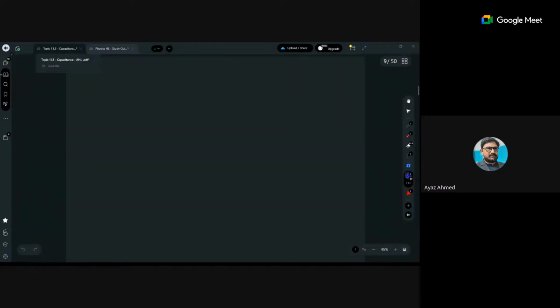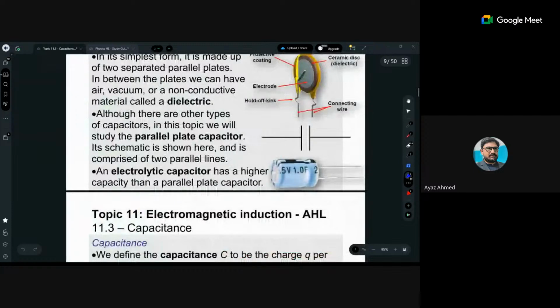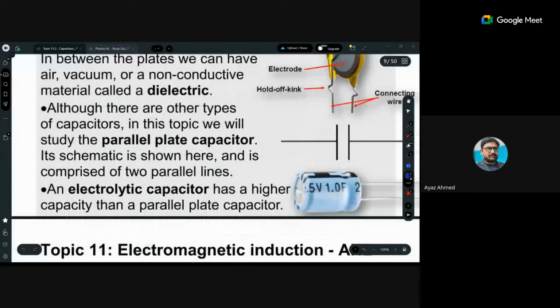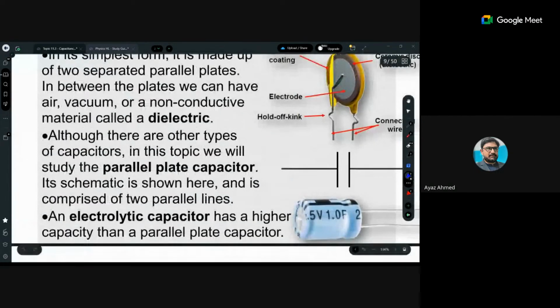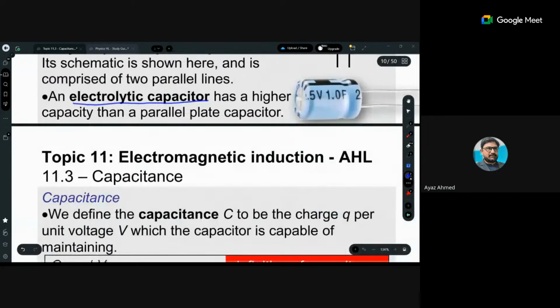So after this, I'm coming to 11.3. A capacitor consists of two parallel plates, and that is called a parallel plate capacitor. On the basis of a dielectric, we usually call it the electrolytic capacitor. They have a very high capacity compared to parallel plate capacitors.